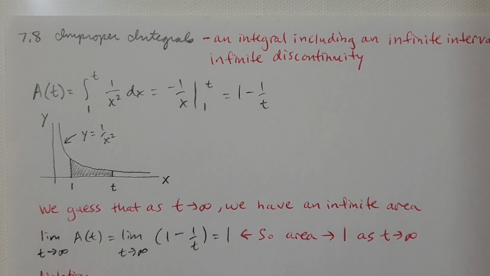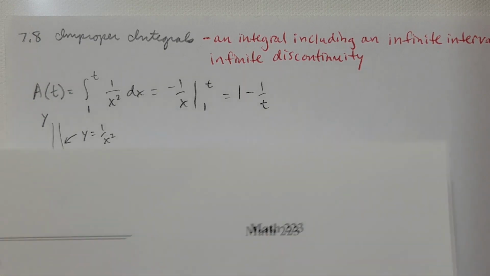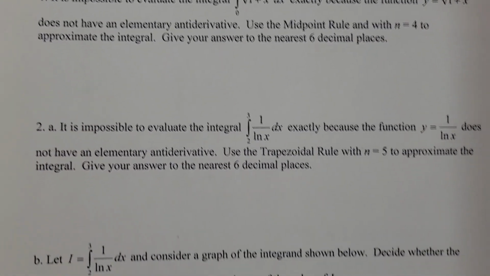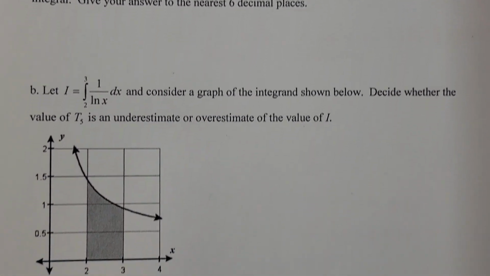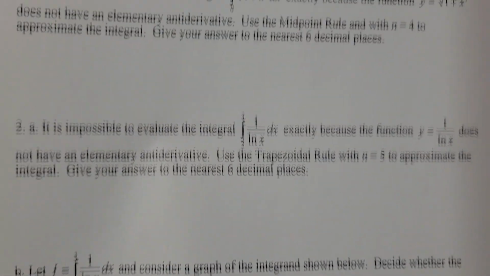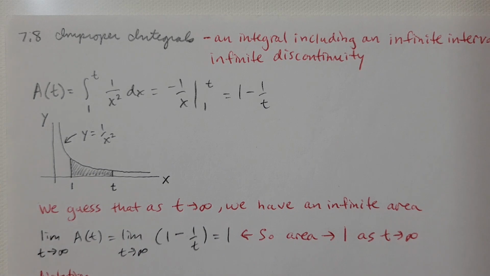7.7, I'm going to leave as an extra credit opportunity for you guys. I'll talk about that in class. It's on approximate integration. Okay, so here's a worksheet that I'll have you do for extra credit, and so that's 7.7.